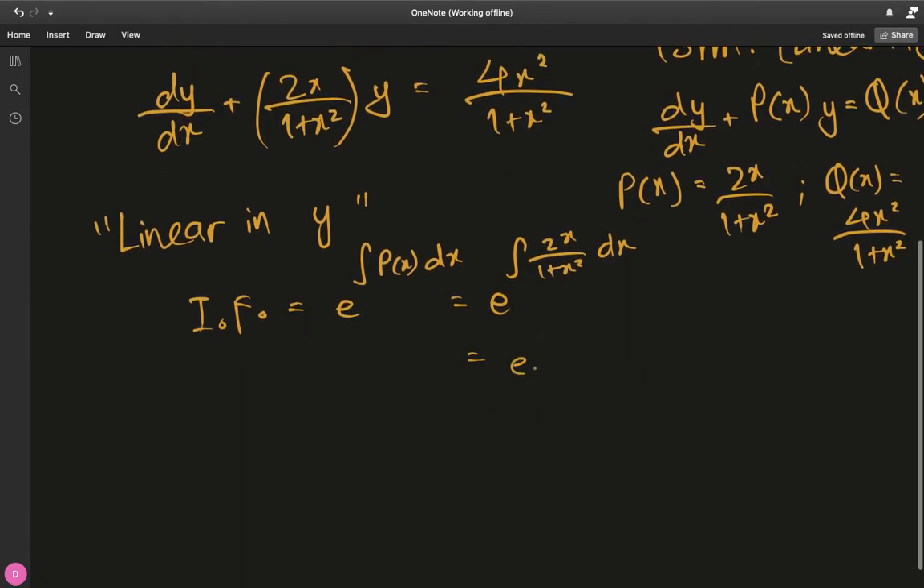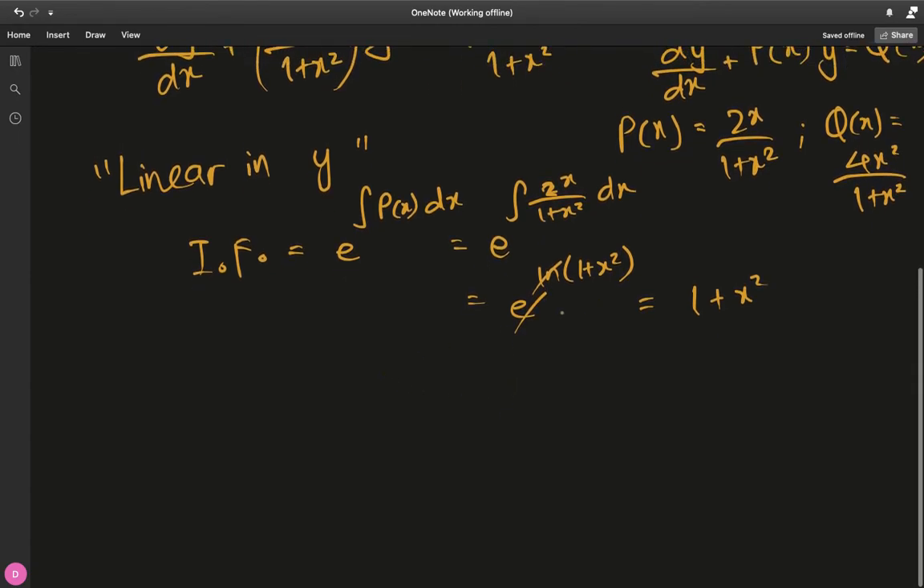And integrating this is easy. We have e raised to the natural log of 1 plus x squared, because 2x is the derivative of 1 plus x squared. So you can just do a quick u-substitution, and you'll get this. Now, by properties of exponents, we'll just have 1 plus x squared. The e and the natural log cancel out. Fair enough, that's the integrating factor.